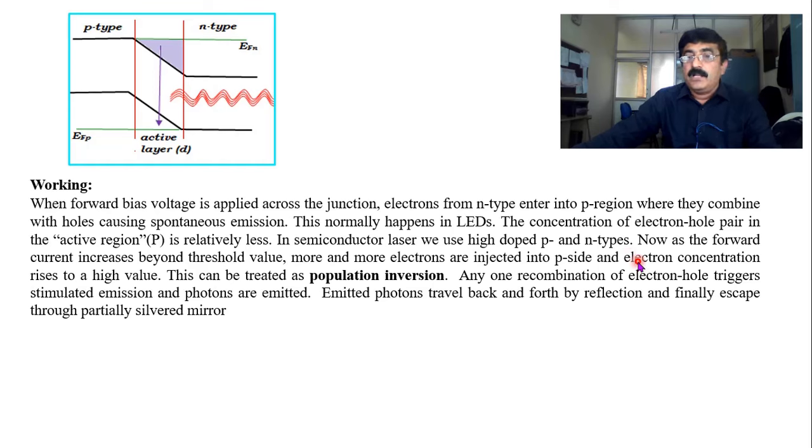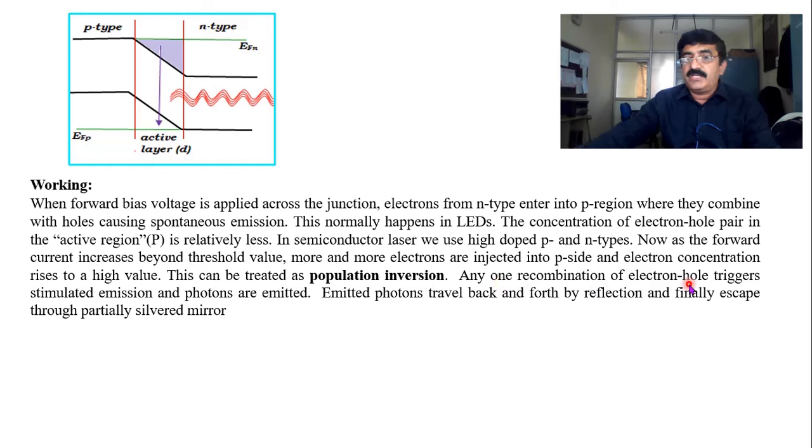Now, as the forward current increases beyond the threshold value, more and more electrons are injected into the P side. This is what I have said. You can write it in your own words if you like. As the forward current increases, more electrons enter into the junction region. Hence, population inversion takes place. Hence, laser is emitted. Writing like this is fine. Overall meaning is like that only.